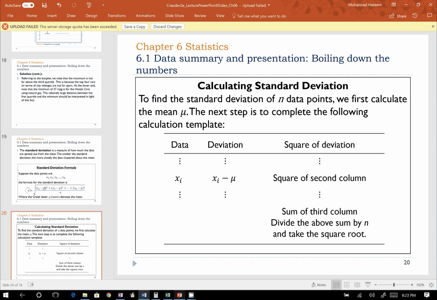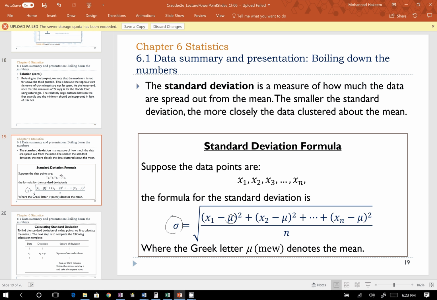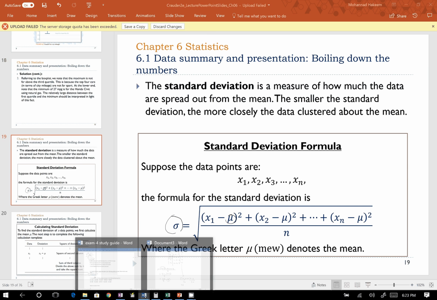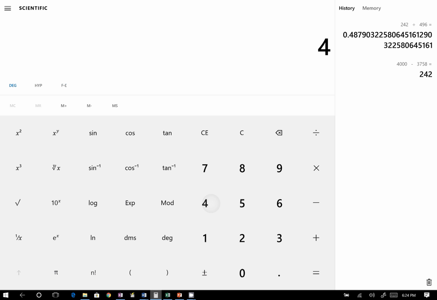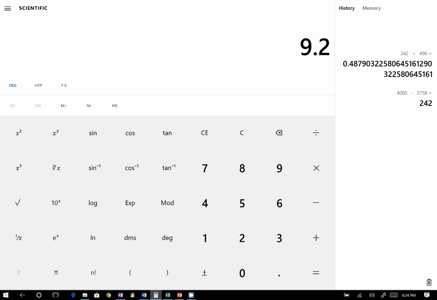So notice how the formula looks. I did sum them: I calculated the difference, then I squared them, and then I calculated the sum of the squares. Now I should divide by n. So this becomes 46 divided by 5. 46 divided by 5 is 9.2.